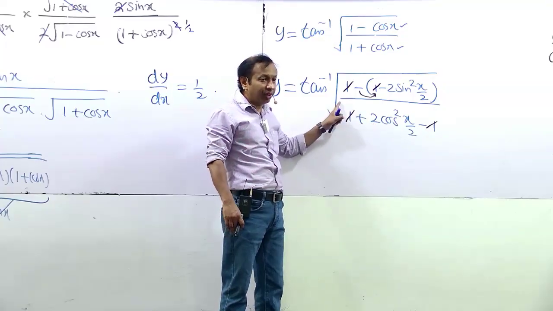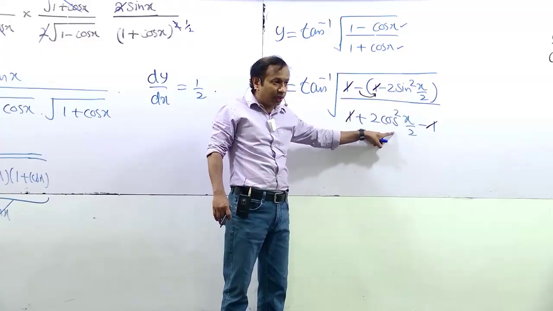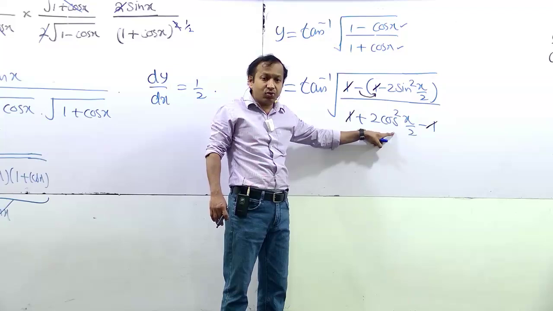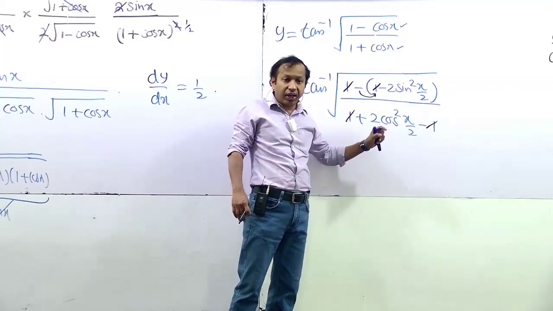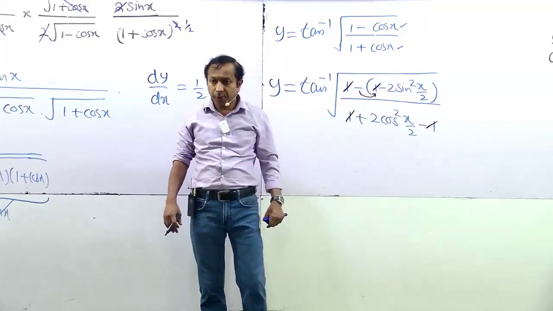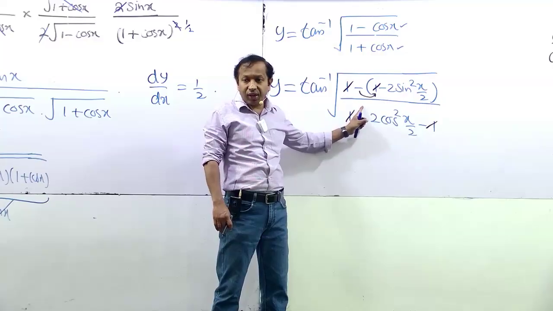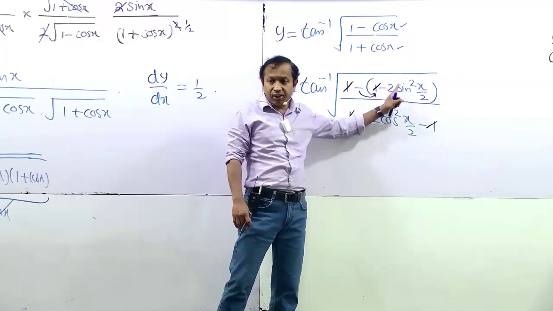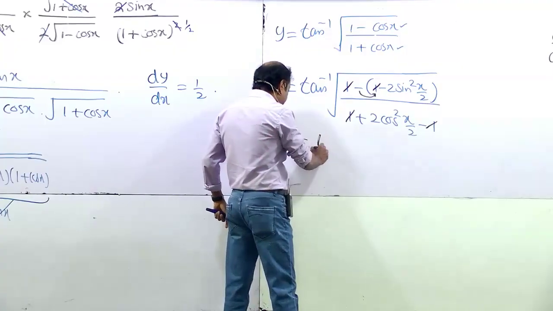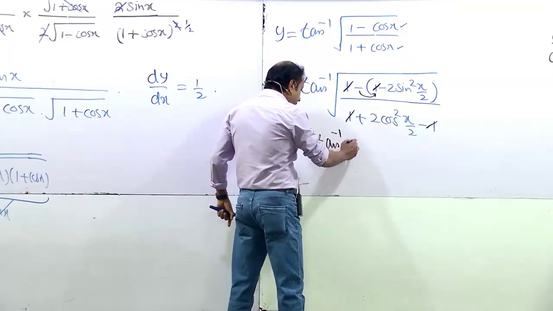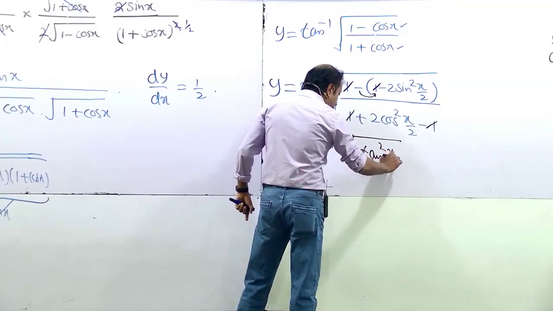Then what do you have inside the root sign? Sin squared x by 2 divided by cos squared x by 2. Sin squared divided by cos squared is what? Tan squared. Then inside the root sign what do you have? Tan squared x by 2. Then what is the answer? Y equals tan inverse, square root of tan squared x by 2.